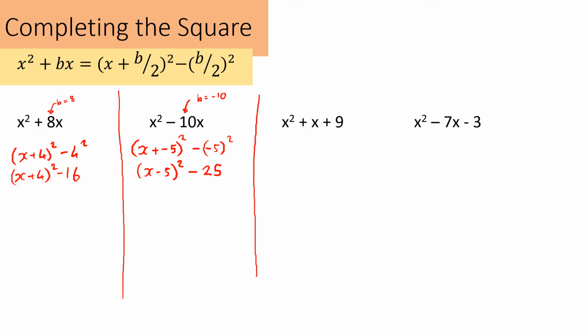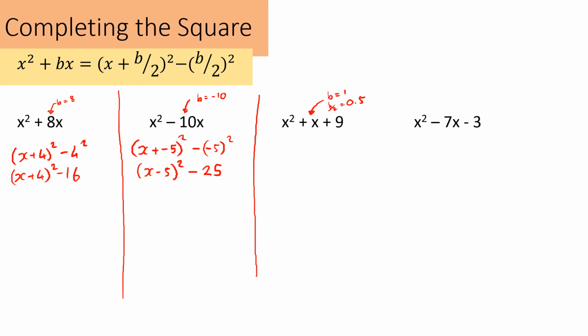What's our value of b here? Well, if we've just got x on its own, then b is equal to 1. So the b over 2 that we're going to use is going to be 0.5. We've also got this plus 9. Now, what we're going to do is very cleverly completely ignore that for a bit, and we're just going to complete the square with the rest.